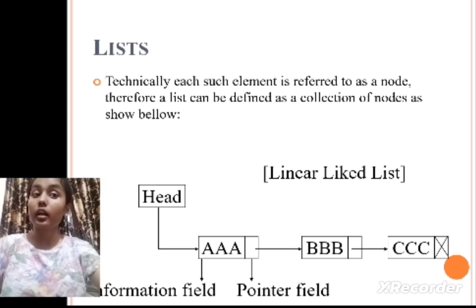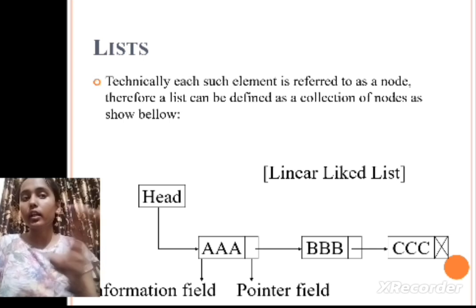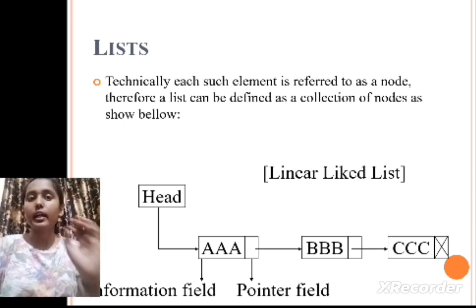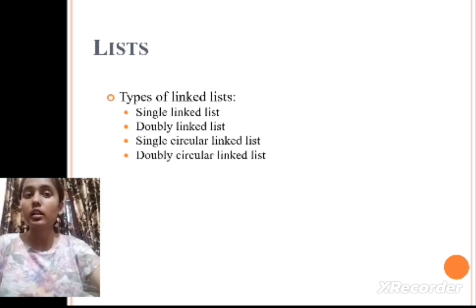As you can see in the diagram, we have the starting point and then the node, and the node contains two parts. First is the data part, or the information field, and second is the address of the next node to which it has to point. The types of linked list are single linked list, doubly linked list, single circular linked list, and doubly circular linked list.